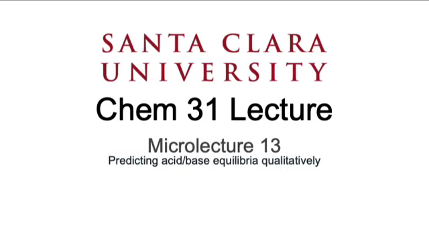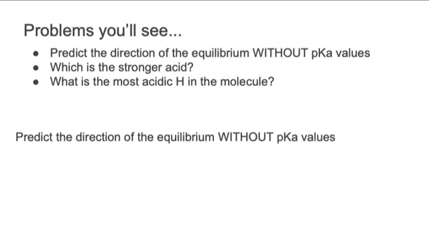Welcome to Microlecture 13, where we start thinking about how we might predict acid and base equilibria without pKa values, so qualitatively. There's a few types of problems here that you might see. The first is predicting the direction of an acid-base equilibria. The problem looks a lot like what we did in the previous video, except you don't have pKa values.